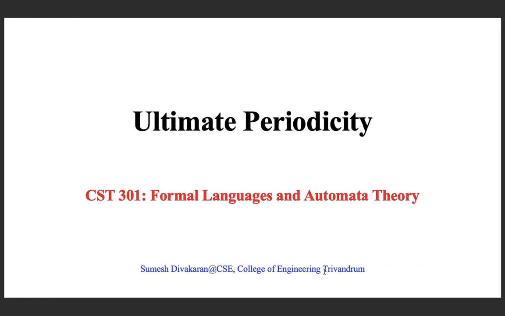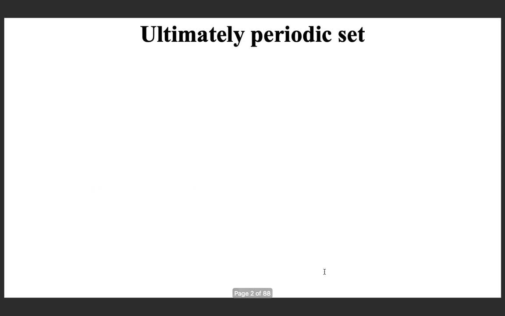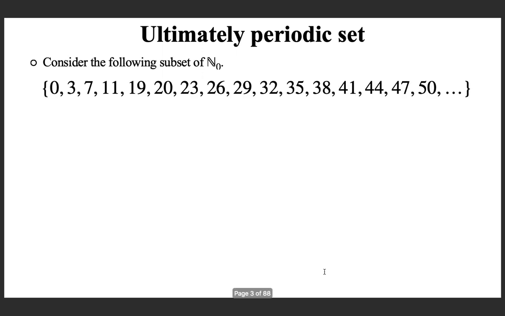We shall see when a subset of natural numbers is said to be ultimately periodic. We can start with this example. Consider this subset of natural numbers. This is the notation for natural numbers including 0.